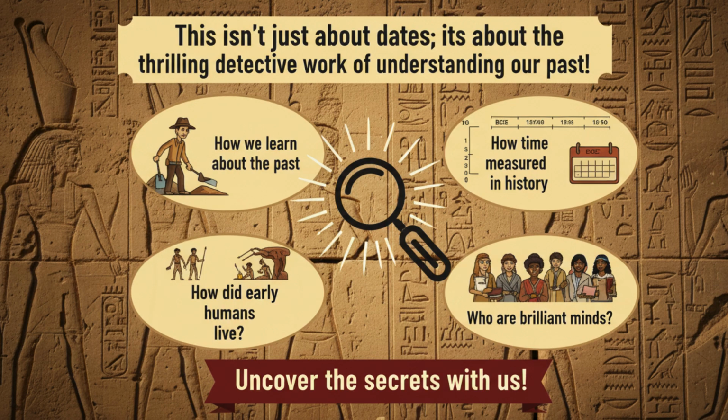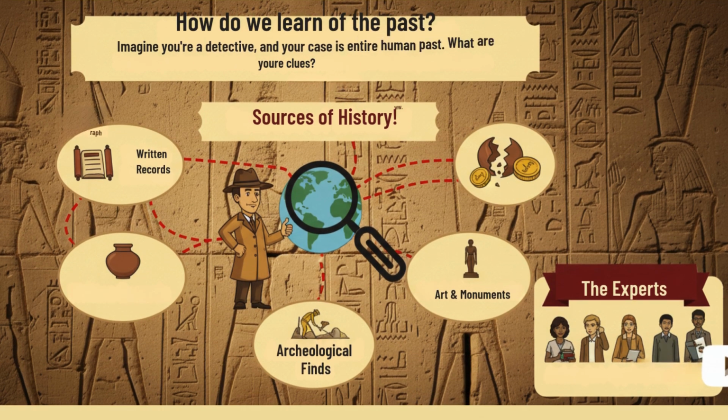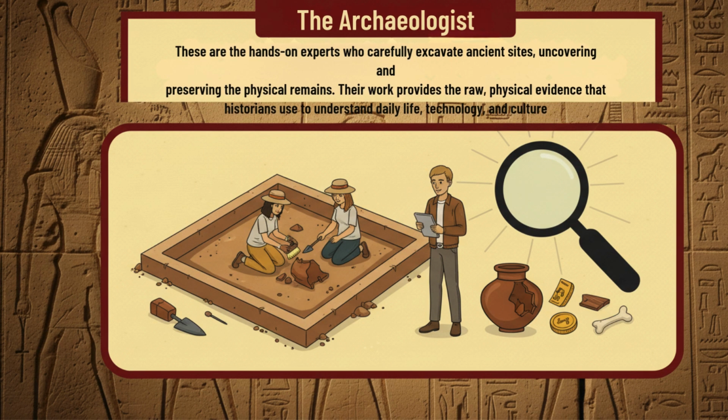How do we learn about the past? Imagine you are a detective, and your case is the entire human past. What are your clues? These are what historians call sources of history. The historian relies on a team of specialists, each with their own unique skills. Archaeologists are the hands-on experts who carefully excavate ancient sites, uncovering and preserving the physical remains. Their work provides the raw, physical evidence that historians use to understand daily life, technology, and culture.